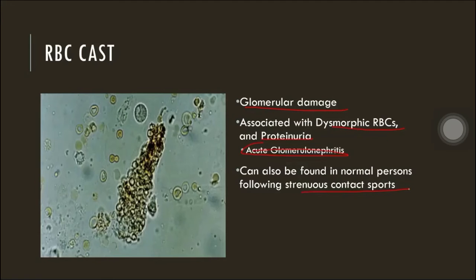What casts may be present in strenuous exercise, or in what we call athletic pseudonephritis? What we mentioned earlier: hyaline casts, RBC casts, and granular casts. So granular cast, RBC cast, and hyaline cast. Those casts can be seen following strenuous exercise.